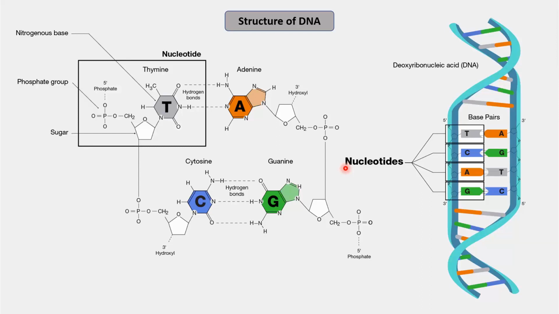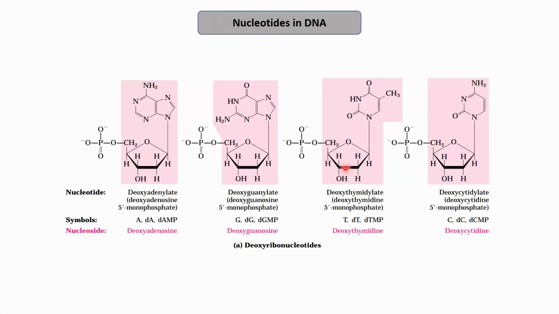And if I talk about the RNA, in most cases RNA is a single-stranded molecule in which there is no base pair formation, and instead of thymine, uracil is present. So these are the nucleotides that are present in the DNA.